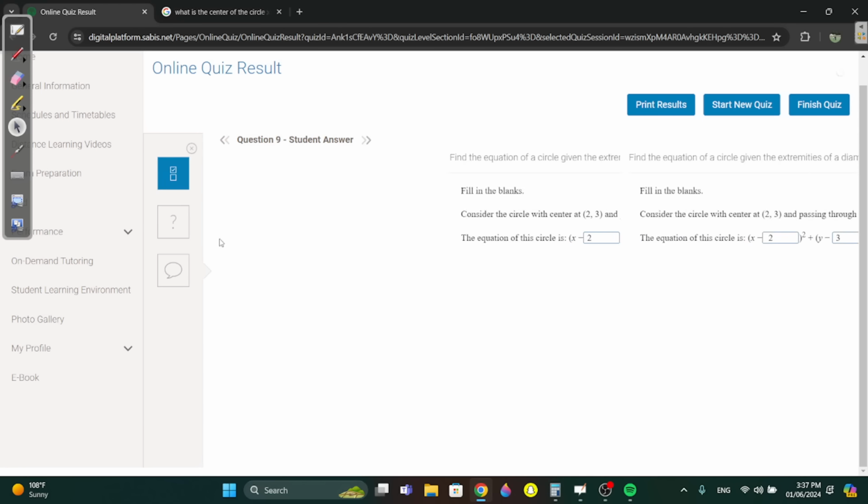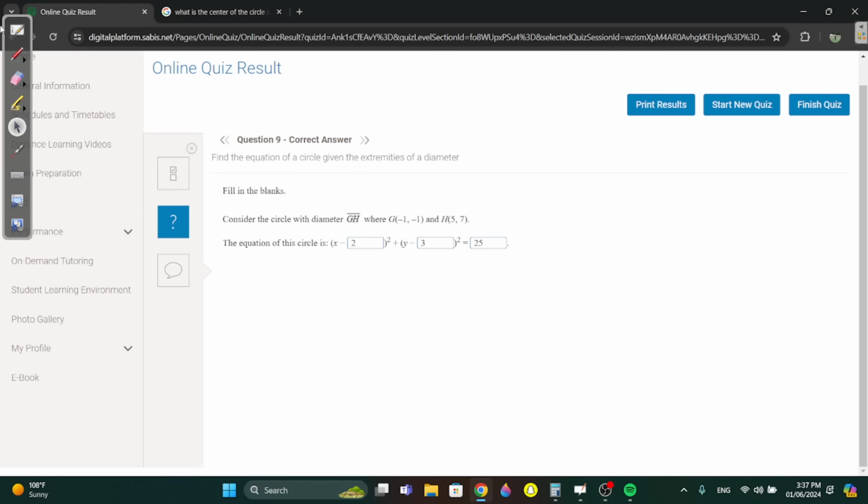Question 9. I think this is a bit too tough one. No, this is easy. Consider the circle with the diameter GH. G is this and H is this. Find the equation of the circle. Again, the equation of the circle: (x − h)² + (y − k)² = r². Look here, they didn't give you the radius, they gave you the diameter. What do we know about the relationship between the radius and the diameter? We know that the radius is half of the diameter, right?